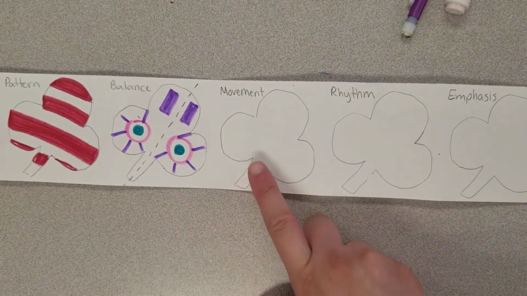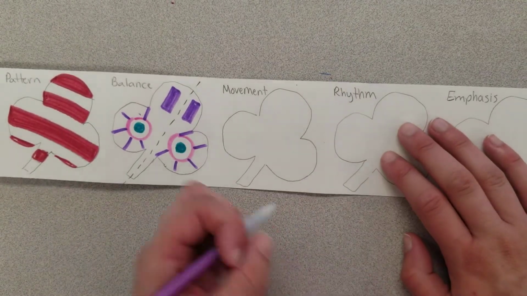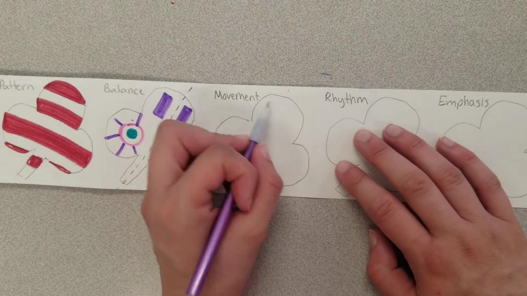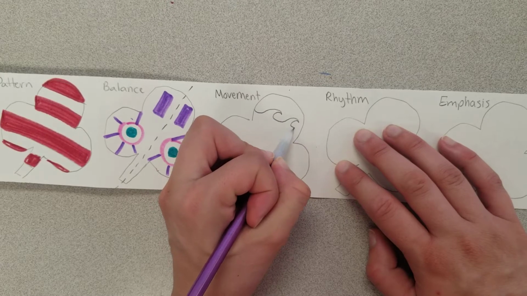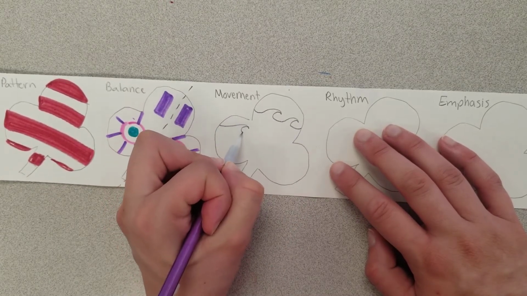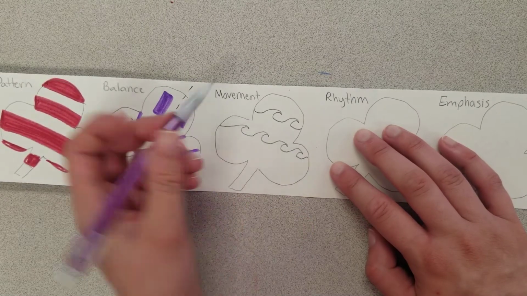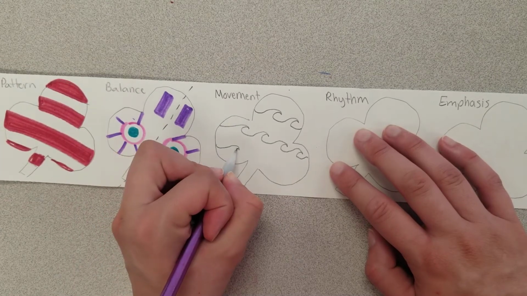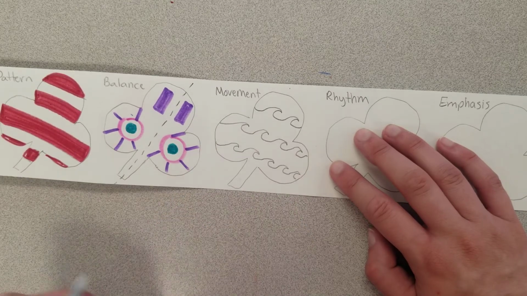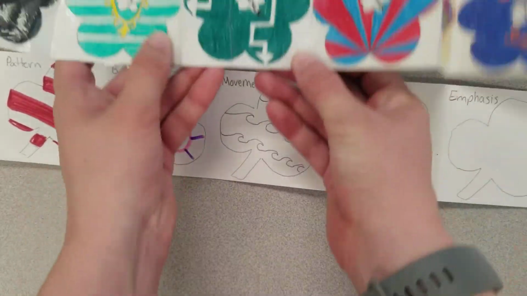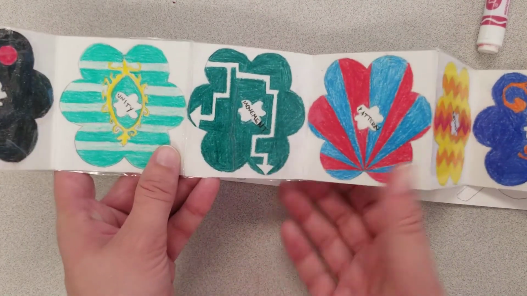The next principle of design is movement. Movement means to give the illusion that something is moving, or to pull your eye in a certain direction. So what I can do is create waves. And you can see here, waves give the illusion of movement. They look like they're pulling to the right. In my other example, you can see I used arrows to pull me in different directions. And again, there's a lot of different ways to show movement.